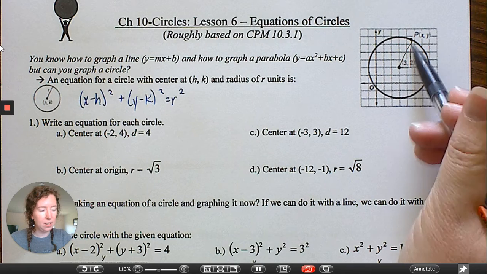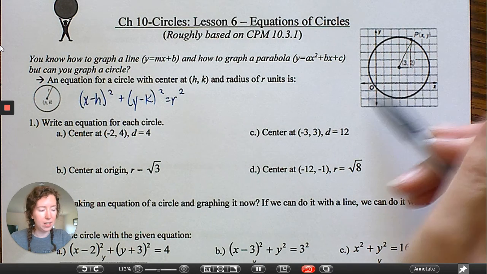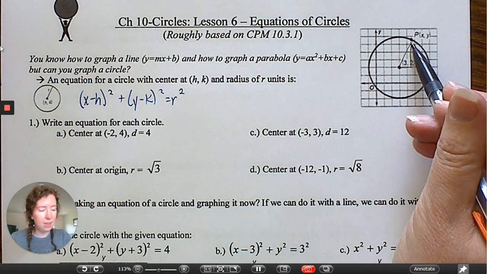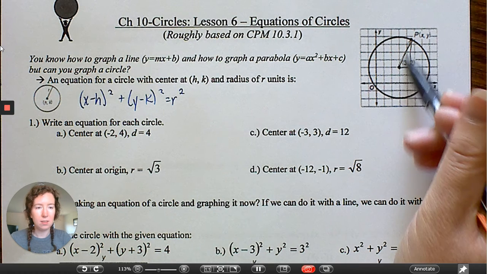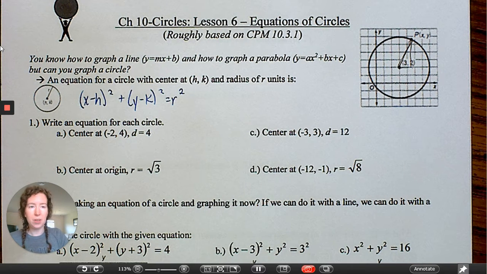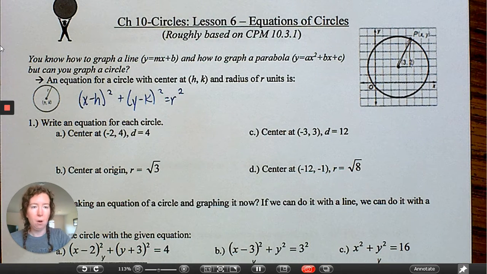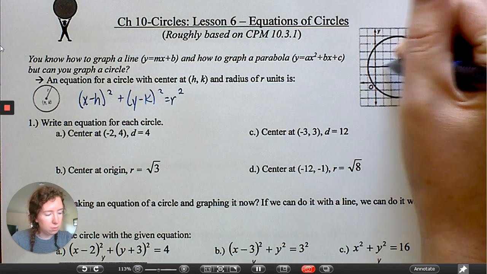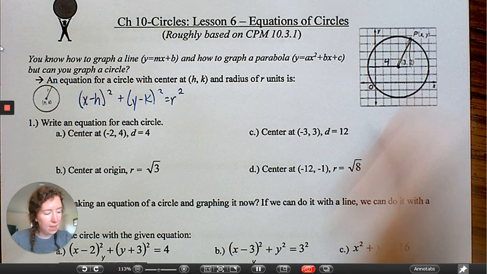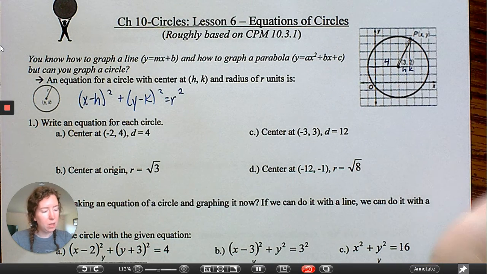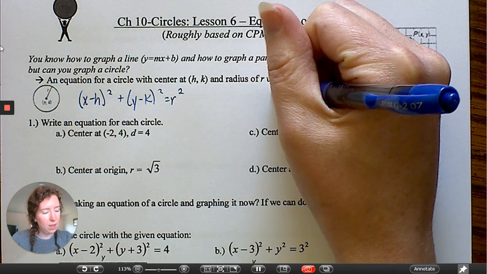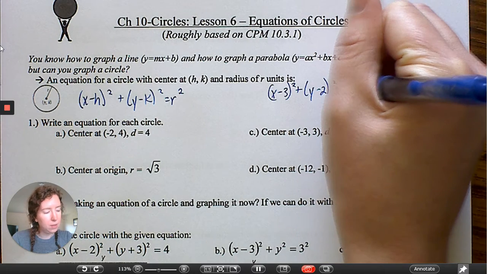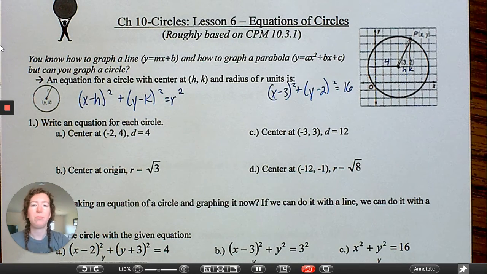Well, these lengths right here, if it's 3 over on your x-axis, it's x minus 3. And if it's 2 up on your y-axis, it's y minus 2. And then the radius here gives us our value. So if I wanted to write the equation of this particular circle, I can clearly see that the radius is 1, 2, 3, 4 units long. And if the center is 3, 2, that's my h and my k. So this circle would have an equation of x minus 3 squared plus y minus 2 squared equals 4 squared, which is 16.